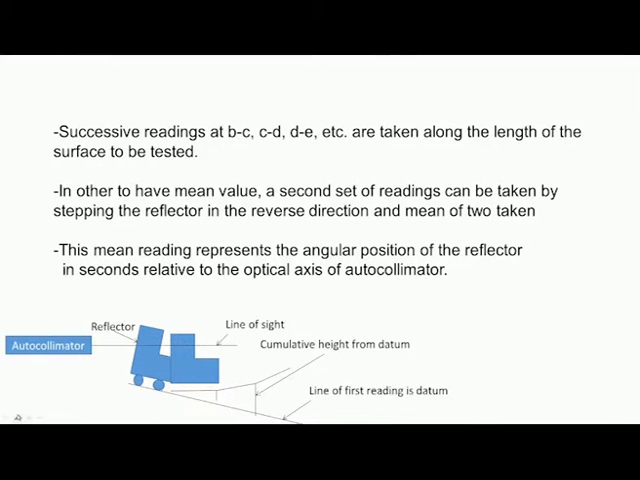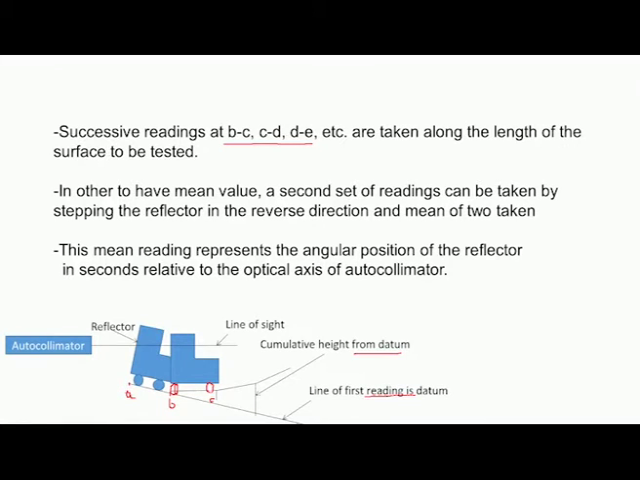Now, you can see here, this is the first location. This is A and this is B. This line is taken as datum. With respect to this, this is the second position. This is C. Now, B, C, C, D, D, E like this, the autocollimator micrometer readings should be taken at different locations, and all the readings should be added. Then we get the cumulative height from the datum.